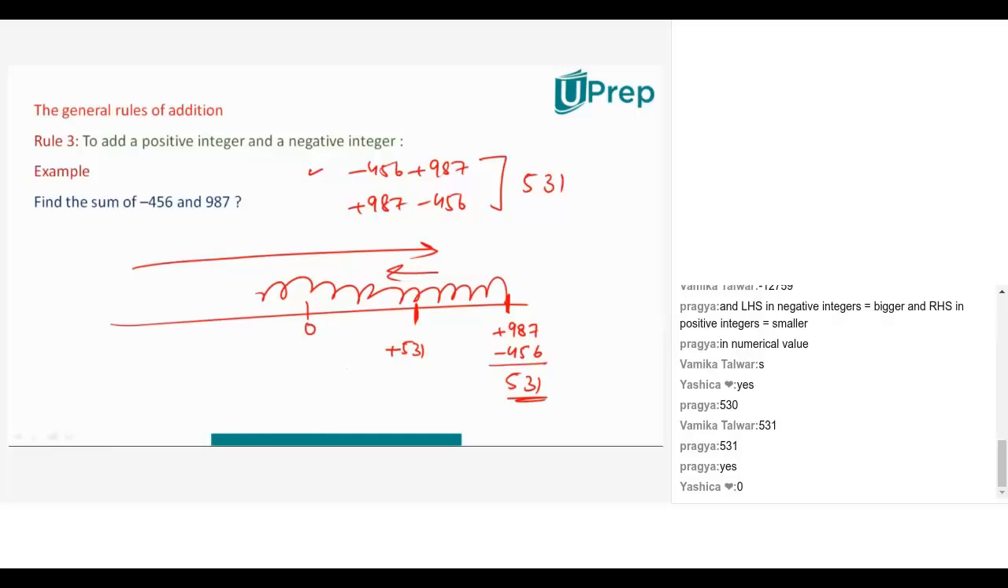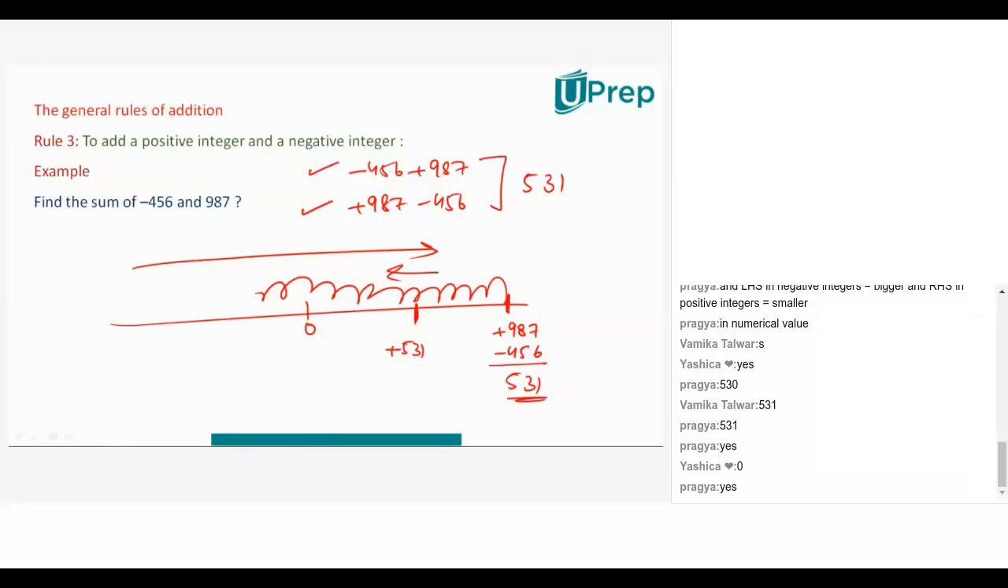Sir, can you please repeat? As I'm not able to listen to you. Numerically, both of them are the same. Minus 456 plus 987 or plus 987 minus 456. Sir, your voice is cracking. Pragya, there's some disturbance at your end. There's some disturbance in the background. Yeah, so actually my parents are talking to someone. Okay.